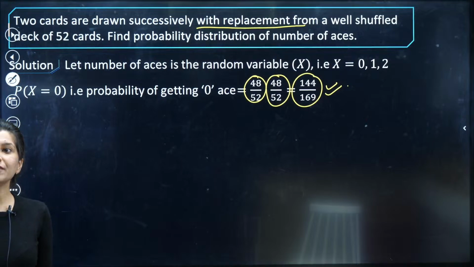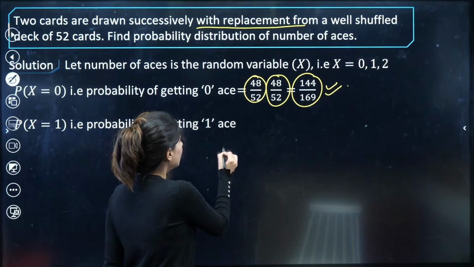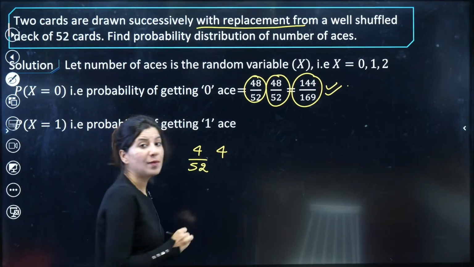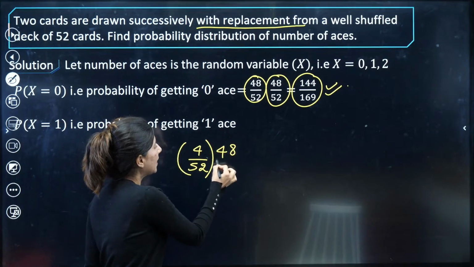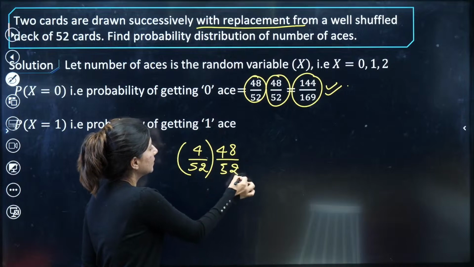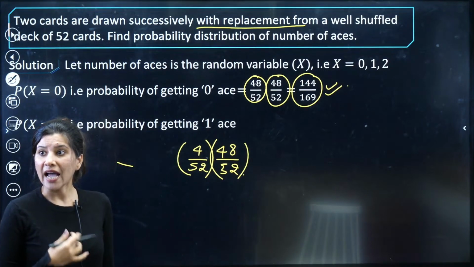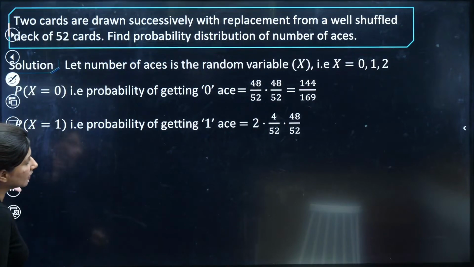Now, probability of getting 1 ace. So the probability of getting 1 ace will be what? 4 by 52. Out of 4, I get 1 ace, and next I am not going to get any ace, right? And also you have to multiply it with 2.